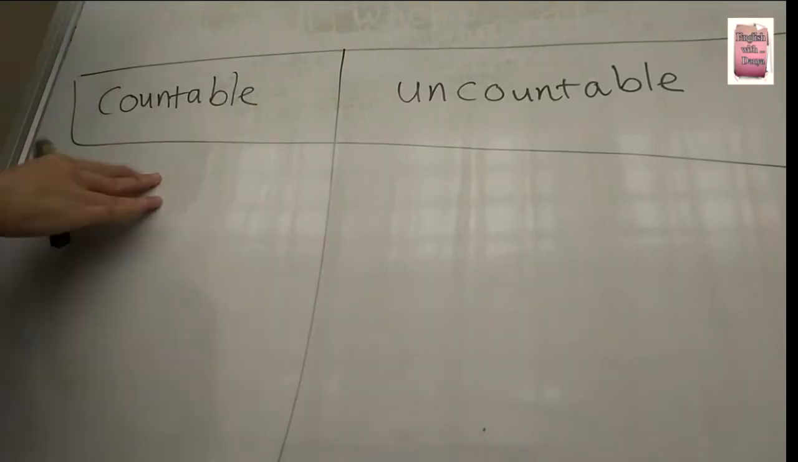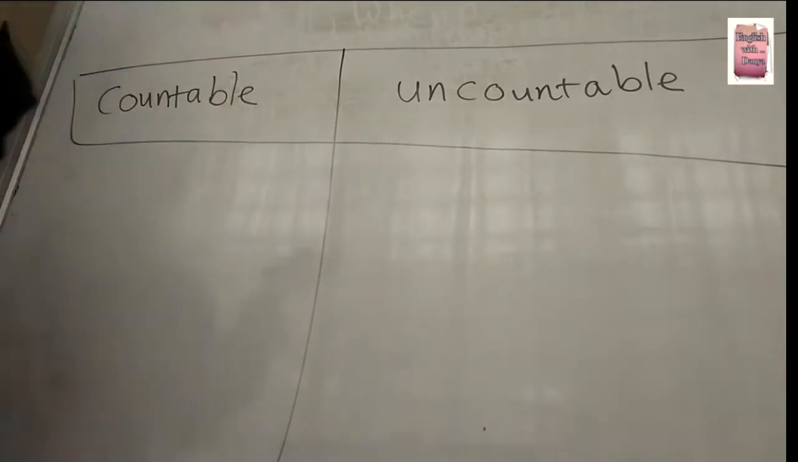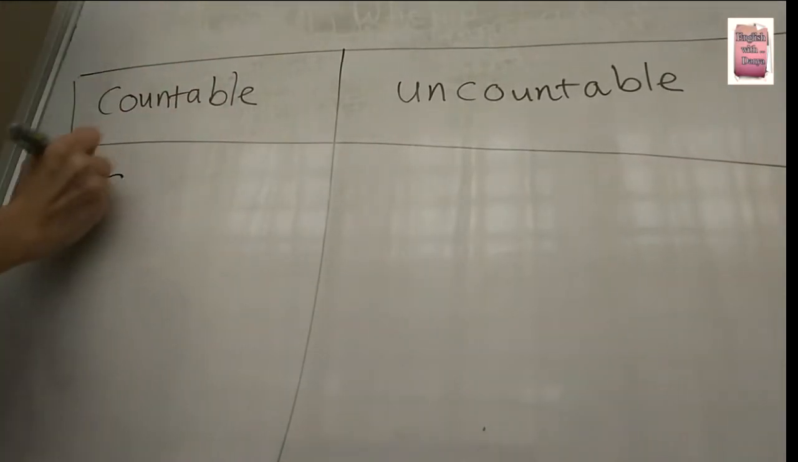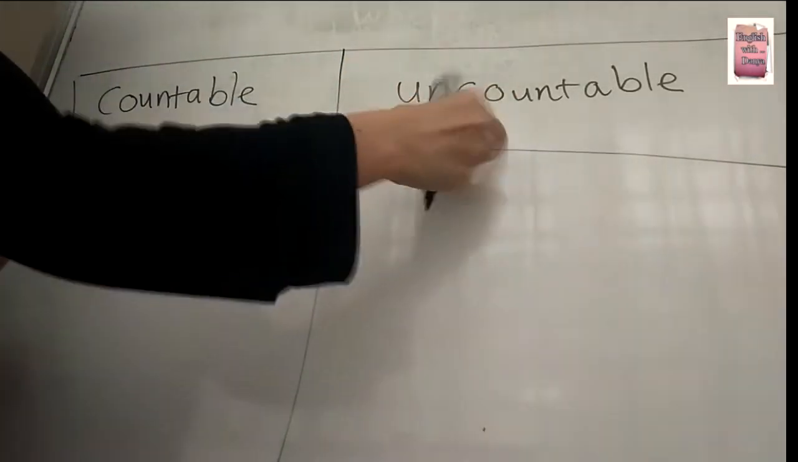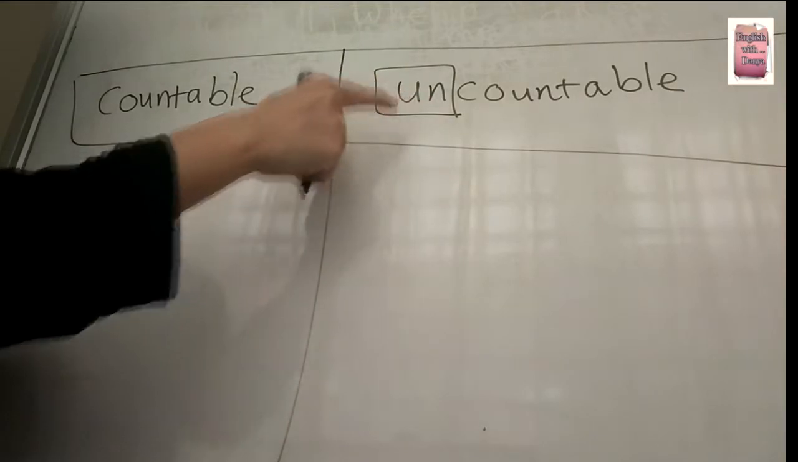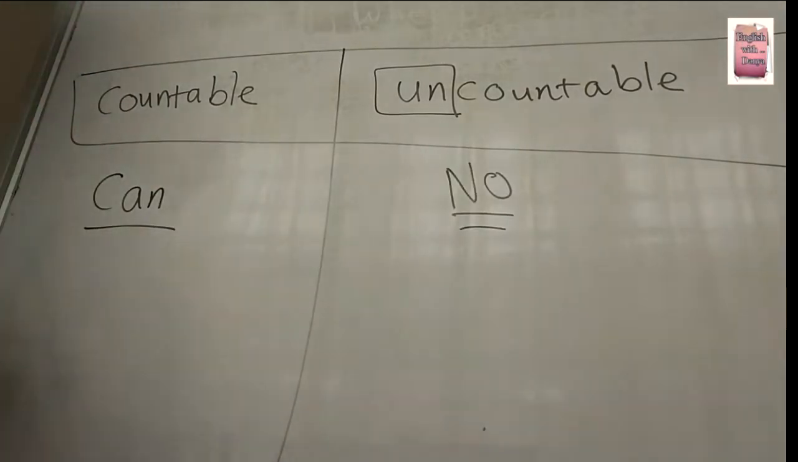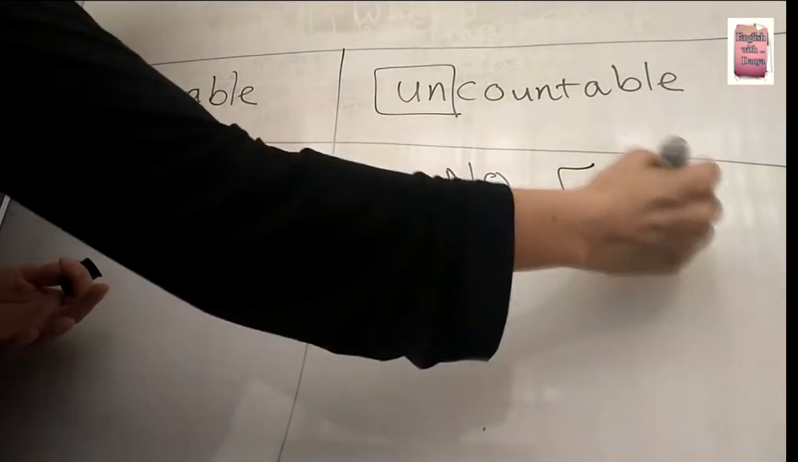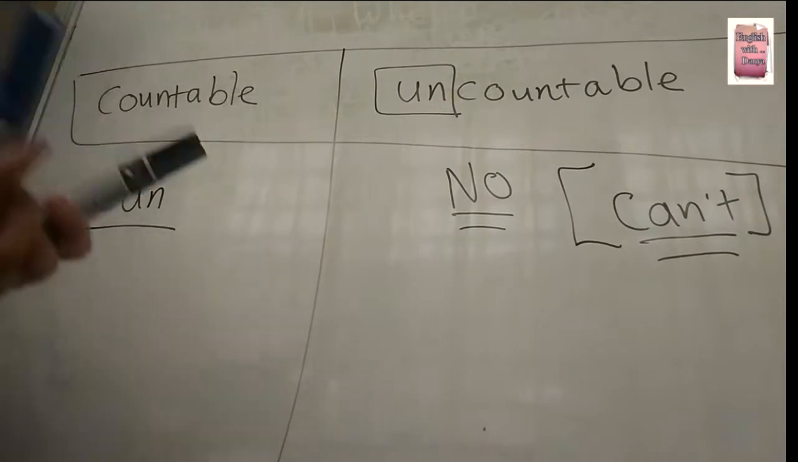Alright, so here we have countable and uncountable. What is countable? Countable is something that you can count. You can tell how many you have. Do you have only one? You have two? You have three? But uncountable is something that you can't count. You see the "un" right at the beginning of the word? That means something that you can't count.